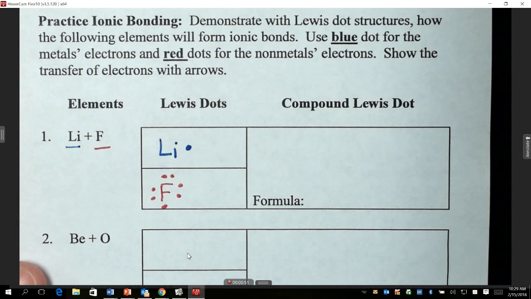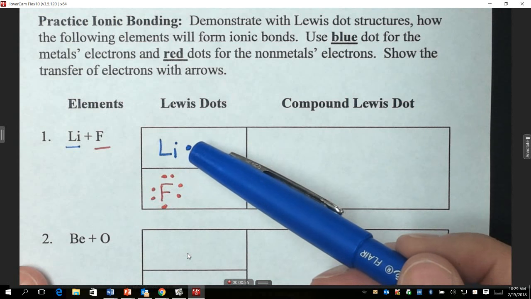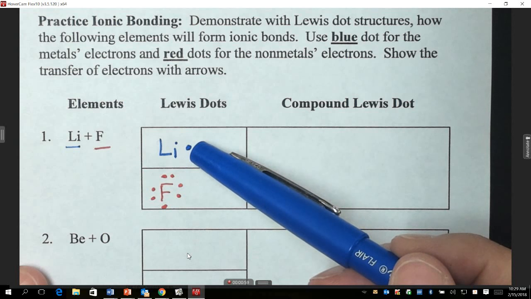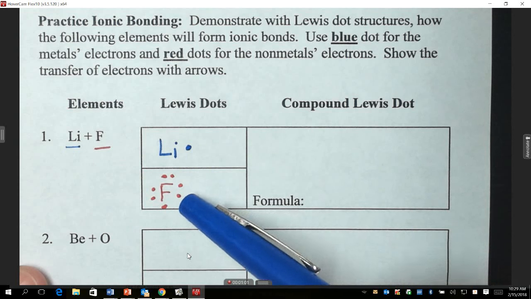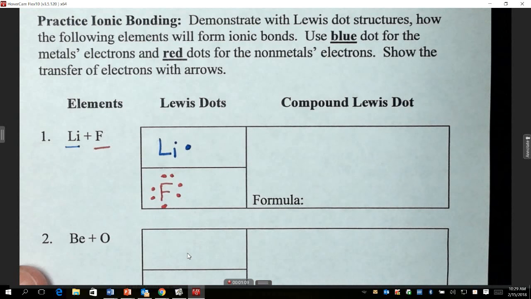So we've talked about in class that our metal ions form cations, which means they lose electrons, and that our nonmetals are the anions and that they gain electrons. So we're going to look at and show how those elements move their electrons and what happens to them.